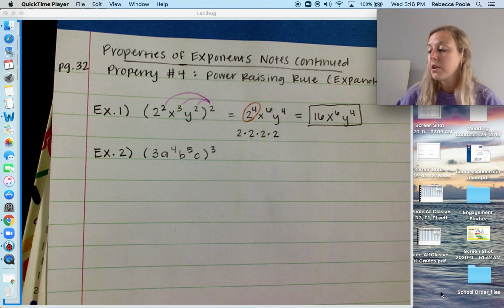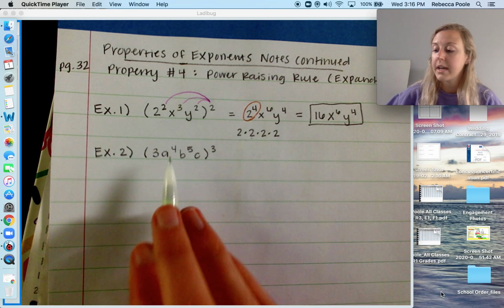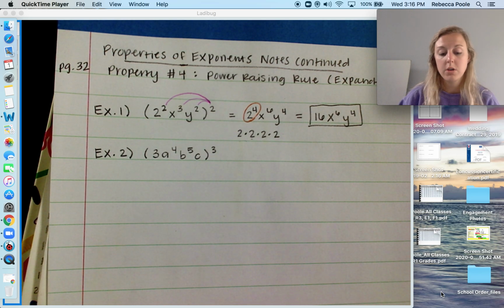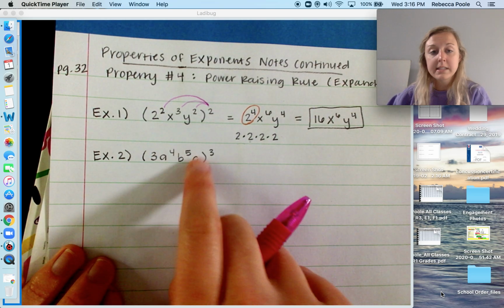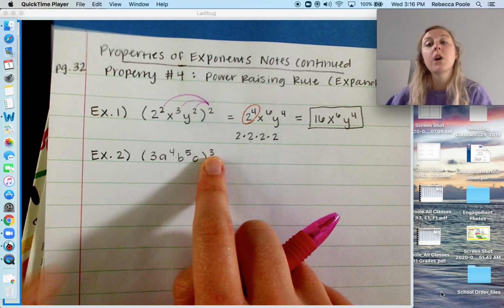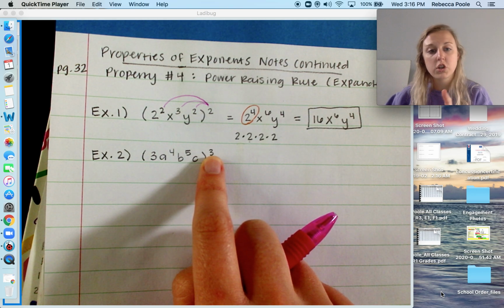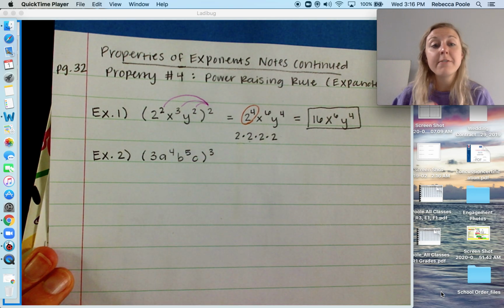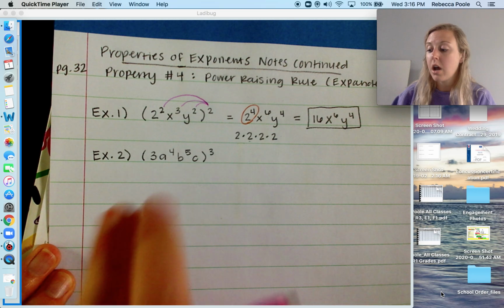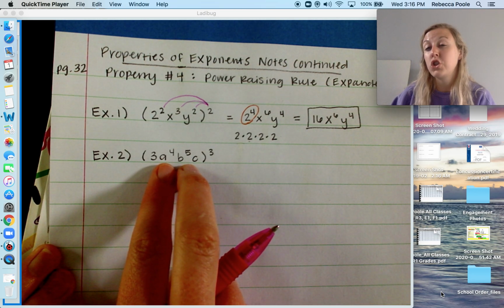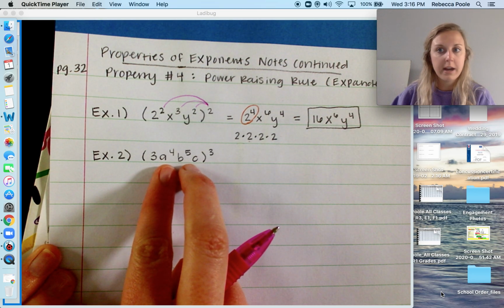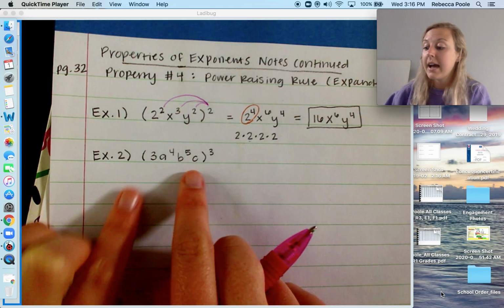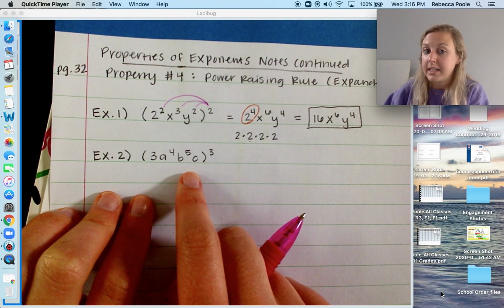All right, so for this one, 3a to the 4th, b to the 5th, c all cubed. First thing, we have powers on the inside being raised to another power. So we know we're going to have to multiply, but this is where it gets tricky. You have to multiply every exponent inside. So it looks like there's only 2, but you guys know me better than that. How many exponents are actually on the inside?